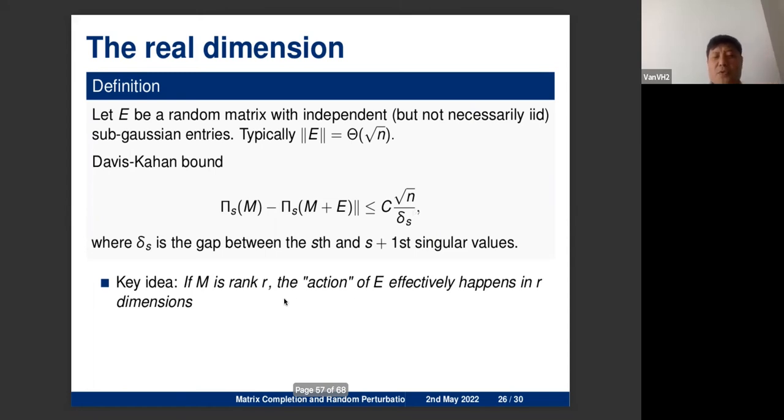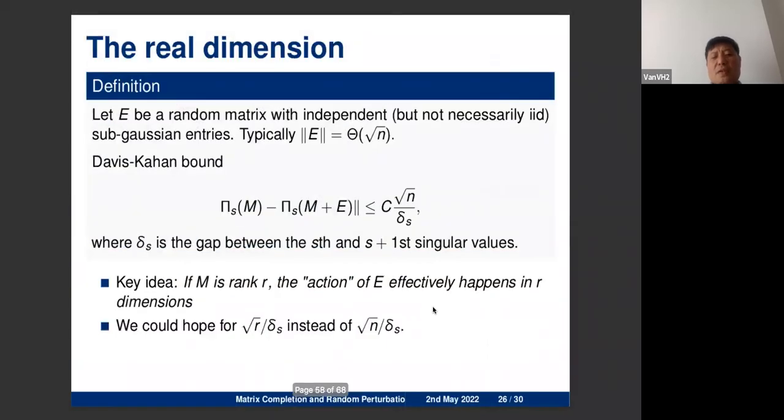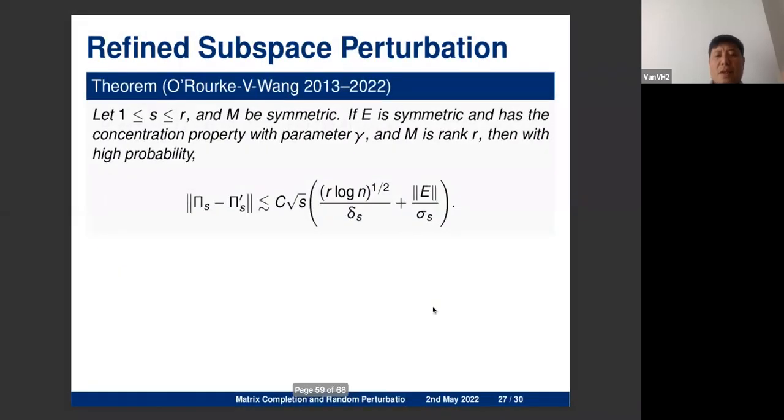Now the observation I have tried to push for years is that if M is of rank R, small rank, then the action of the random matrix E happens effectively in only R dimensions. It doesn't happen in N dimensions. So actually the real thing should be not square root of N, it has to be square root of R. Which is sort of intuitive, but not obvious at all to prove. So recently we proved it. It's a long process because in the 2013 version we had an extra error term, but now we removed that error term and got this kind of result.